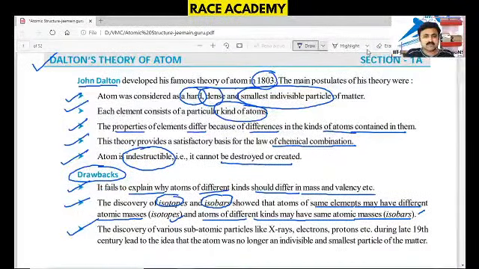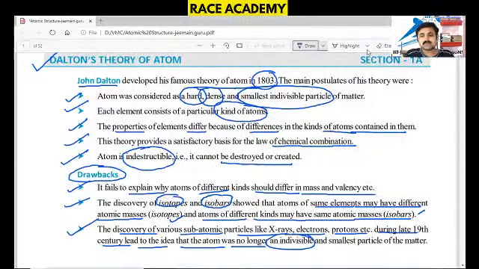Next, the discovery of various subatomic particles like X-rays, electrons, protons, etc. during the late 19th century led to the idea that atom was no longer indivisible. Dalton told that we cannot separate the atom, but the modern theories of the 19th century, with the discovery of electron, proton, neutron and X-rays, say that atom can be divided. The smallest particle of matter is not an atom now. But earlier it gave a very good basis for the atomic structure.